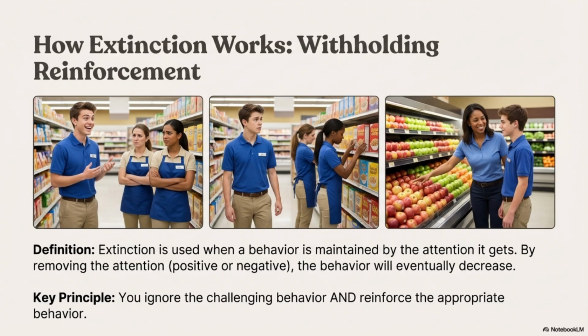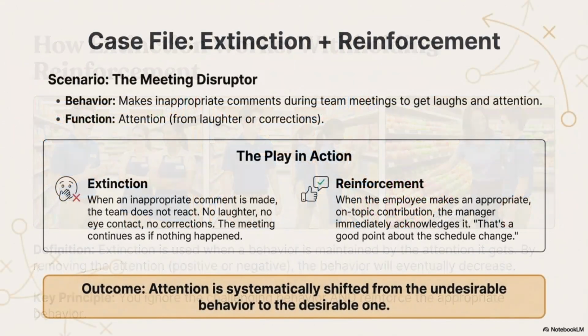How extinction works. The person does the behavior. You do not react. No eye contact, no verbal response, no physical response. You act as if the behavior did not happen. When the attention is taken away, the undesirable behavior is reduced or eliminated. Extinction is often used in combination with reinforcing alternative appropriate behaviors. You ignore the challenging behavior and you reinforce the appropriate behavior. This combination is powerful.